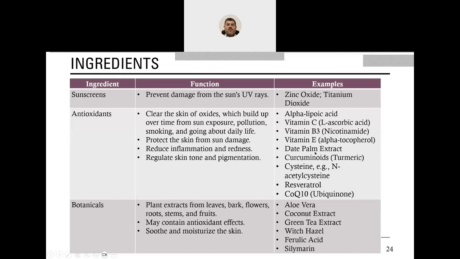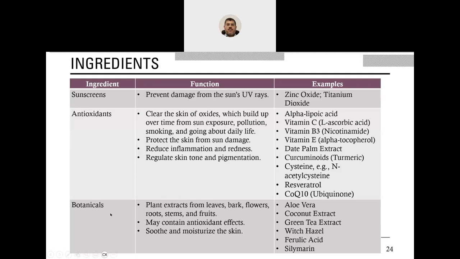Curcuminoids, which are taken from turmeric, cysteines like N-acetylcysteine, resveratrol, and coenzyme Q10, which is also called ubiquinone, are all used as antioxidants, and you can find them in some cosmeceutical preparations for skincare.